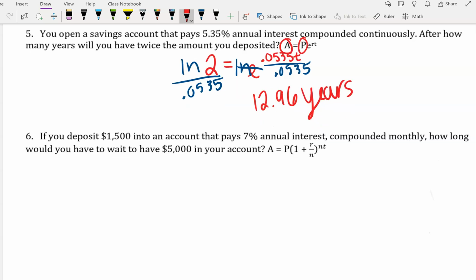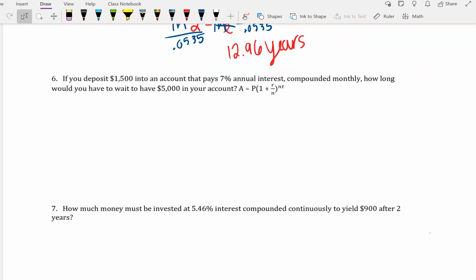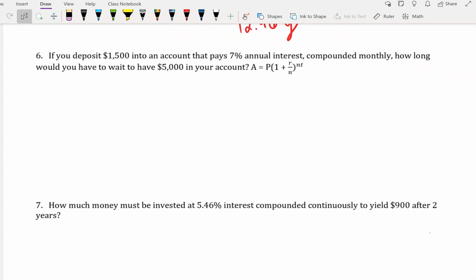All right. If you deposit 15, oh, I thought we only had 2 more problems. I guess we have 3. Maybe it will be a long video. If you deposit $1,500 into a savings account that pays 7% annual interest, compounded monthly, how long would you have to wait to have $5,000 in your account? So we want $5,000 in the account. Our principal value is $1,500.